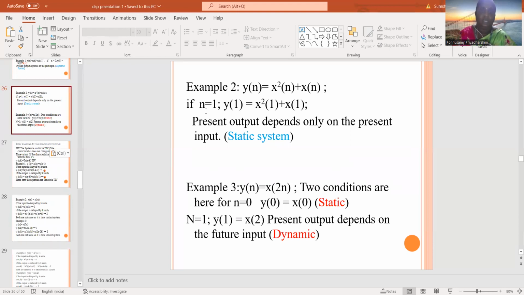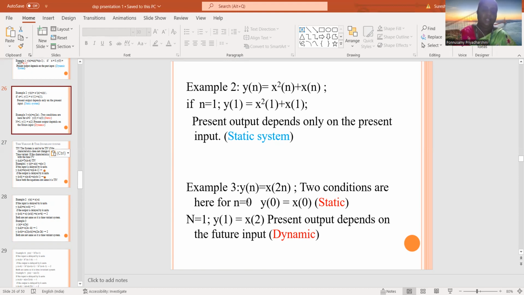The next example, y of n is equal to x square of n plus x of n. Here I am taking the value of 1. Initially we did it with 0, so here I am taking 1. So y of 1 is equal to x square of 1 plus x of 1. It depends only on the present, so it is a static system. If I substitute 0 also, the result does not change: y of 0 is x square of 0 plus x of 0. It depends only on the present input.